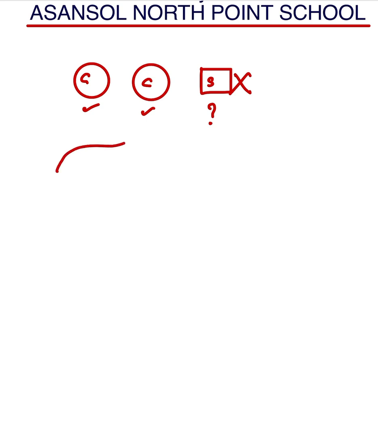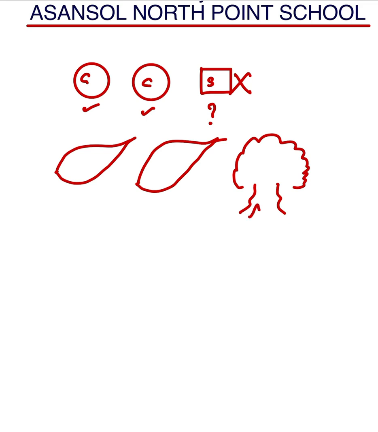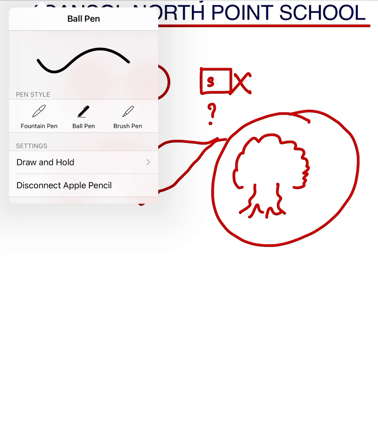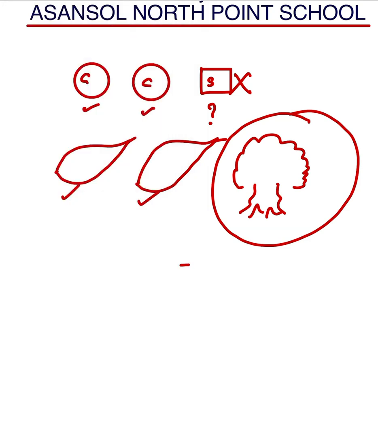Now suppose I am drawing this one. This is a leaf, this is another leaf, and this is a tree. So tell me children, which is odd over here? As we can see, this is a leaf, this is another leaf, but this is a whole tree. So this one is odd.